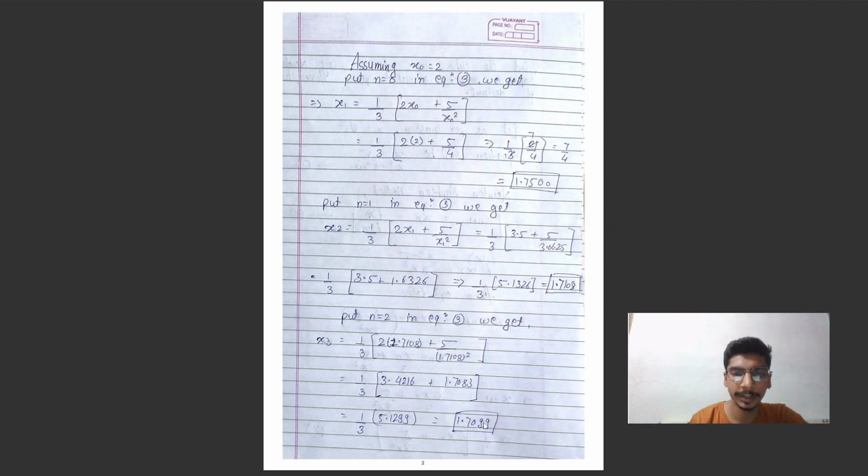1.7099. 1.7099 will be the value of x3. Now we are putting n is equal to 3 in equation 3. We get x4 is equal to 1 by 3 times, after putting the value of x3, (2 into 1.7099 plus 5 upon 1.7099 whole square). After solving it, we got the value of x4 is equal to 1.7099.